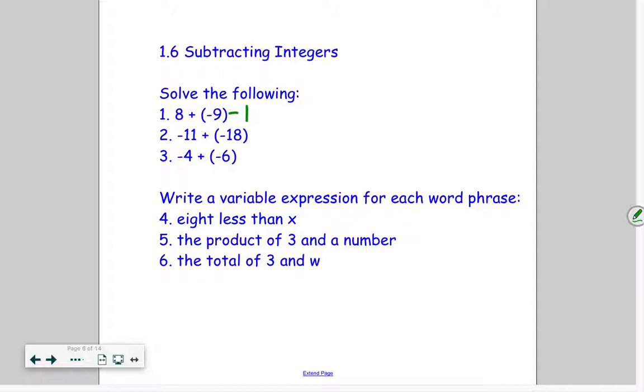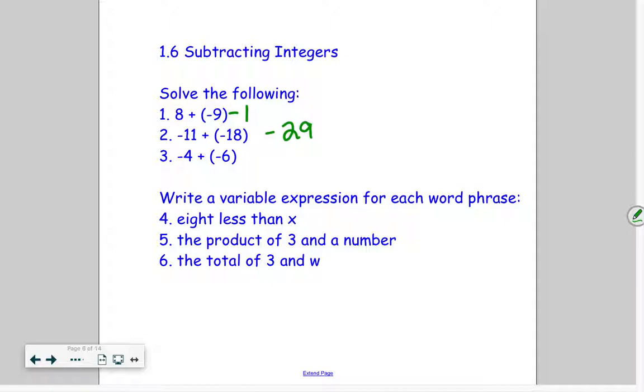Now, the next one, you have 11 negatives plus 18 more negatives. So look, we're going from 0 to negative 11, and we're adding 18 more negatives to it, correct? So how many total negatives are we going to have? 29. Negative 29.